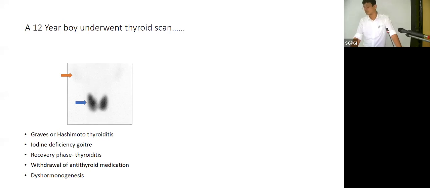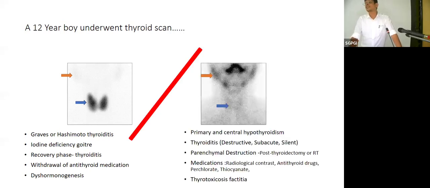dyshormonogenesis, God knows. Another pattern can be that there is no uptake in the thyroid gland and you have salivary glands and everything is there. So there can be other DDs. It can be hypothyroidism, thyroiditis, parenchymal destruction, maybe due to radiotherapy or post-total thyroidectomy, something like that.